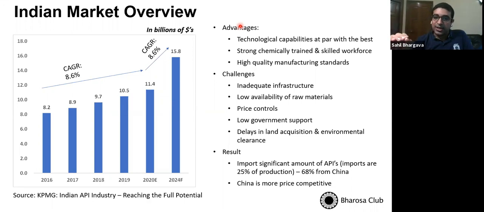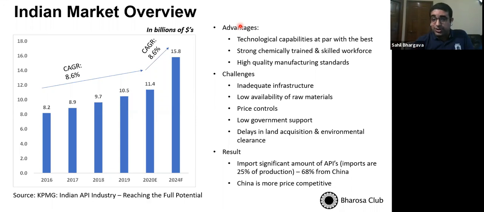On the negative sides, and these are also very important, we have inadequate infrastructure. So if we think about the availability of land to set up API plants, if we think about the availability of stable utilities to support that land and the plants, it's just not there like it is in other regions. So that's one of India's big challenges, finding spaces to set up these API parks.